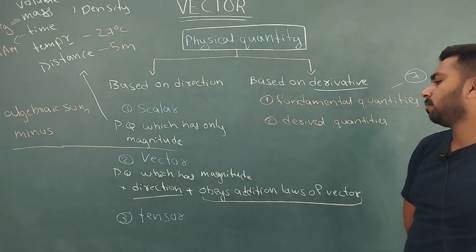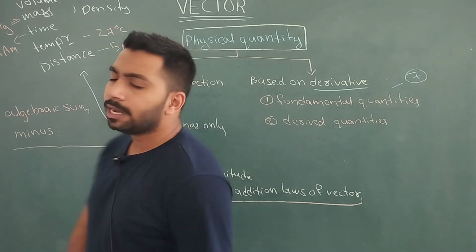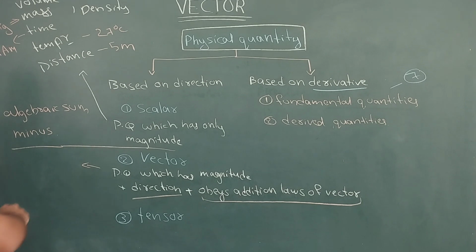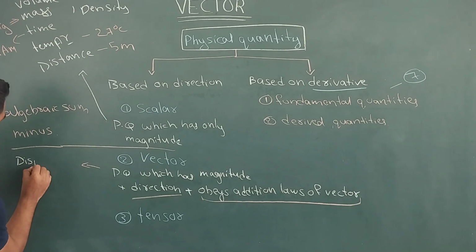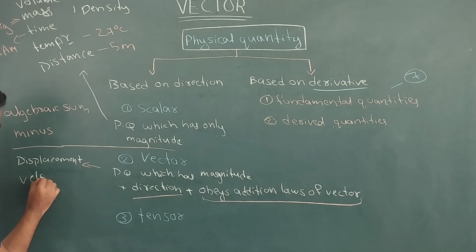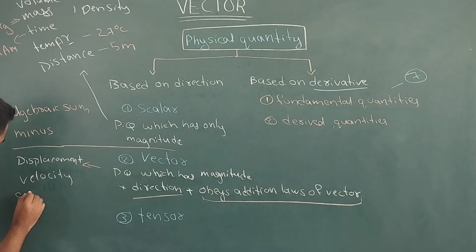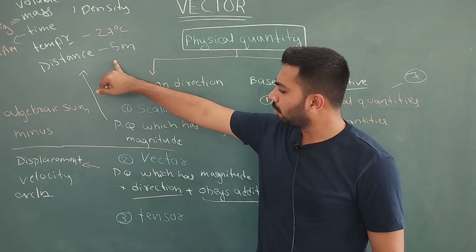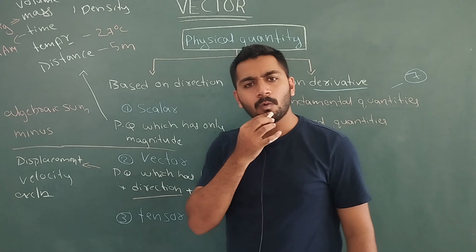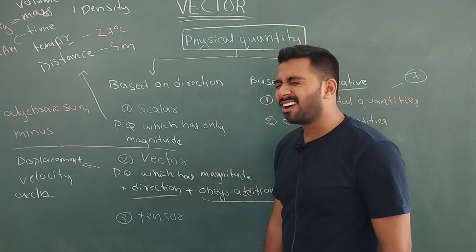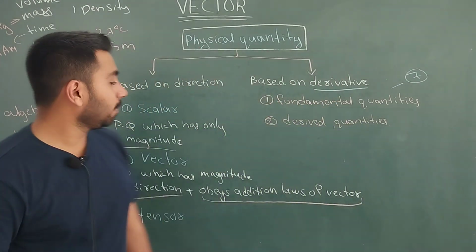So simple thing. Let us give some examples: displacement, velocity, acceleration, etc. Now, sir, distance is a scalar, displacement is a vector. How? Don't worry, I will explain it clearly. Basically, these are vectors and scalars.